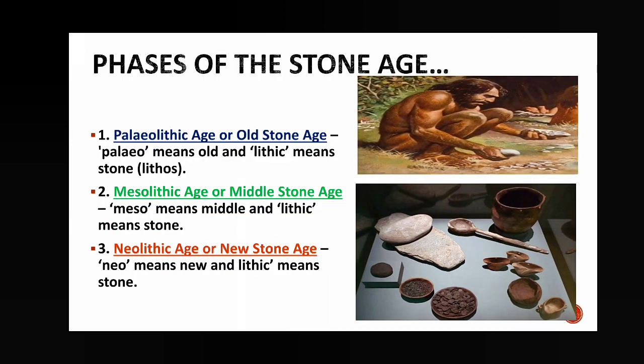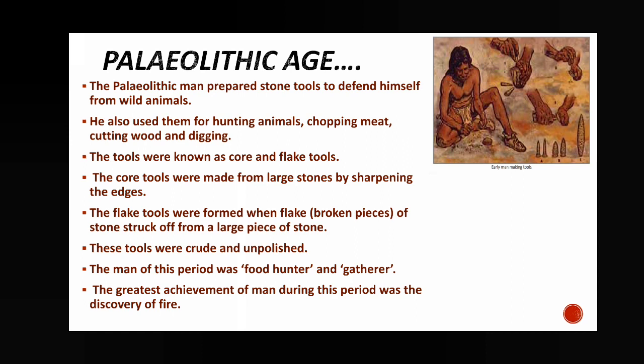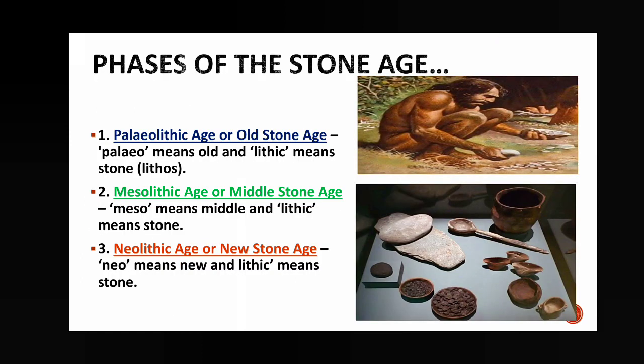Next we read in the last class about the phases of the Stone Age, and I told you there are three phases present: Old Stone Age, which is also called the Paleolithic Age, then Middle Stone Age or Mesolithic Age. Middle means it is between Paleo and Neo, that's why it is called middle. And the last one is the Neolithic Age or New Stone Age. So today we will discuss these three Stone Ages in detail. First of all, we will go for the Paleolithic Age or Old Stone Age.